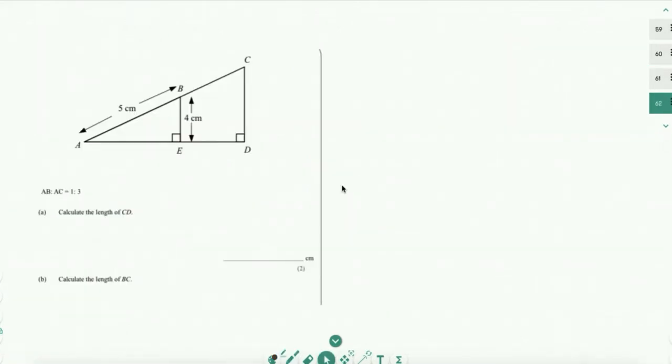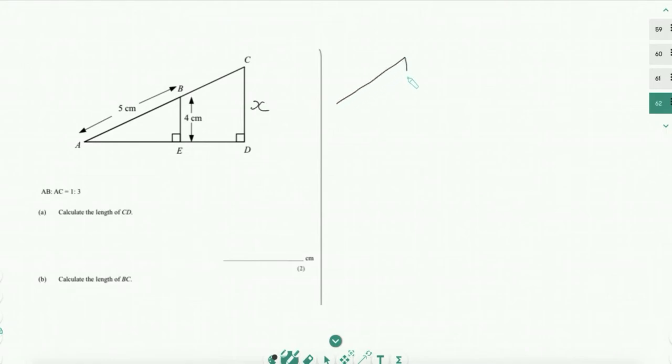All right, guys, next question. So I'm given this shape over here. I'm given some sort of ratio. AB to AC is 1 to 3, and we're trying to find the length of C to D. Okay, straight away, guys, I know this is a similar shape question because this small triangle fits perfectly into the big triangle. So for sure, I know this is similar shape.